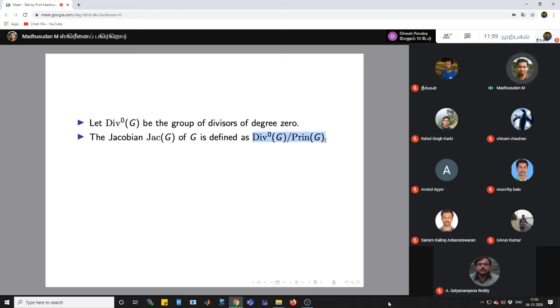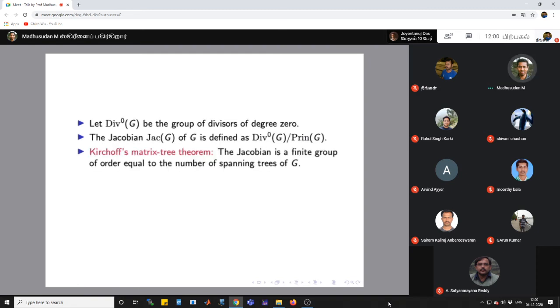Right? It's the construction here. So you look at the group of all divisors of degree 0 and then you quotient it by the group of all principal divisors in your graph. And this is a group. In fact, it's an abelian group, definitely. In fact, it's also a finite group, thanks to the connectivity of G.